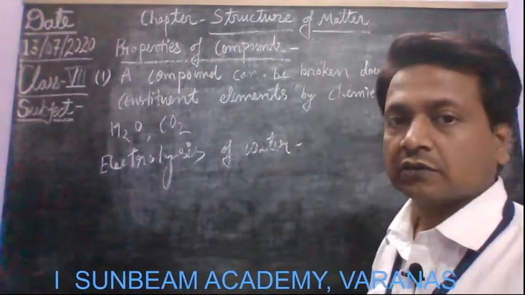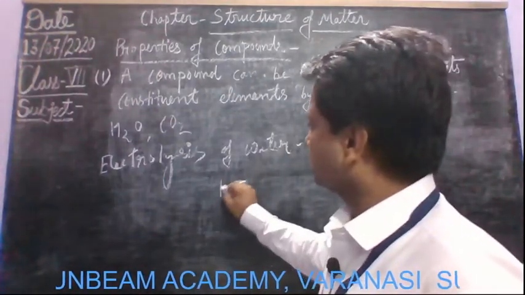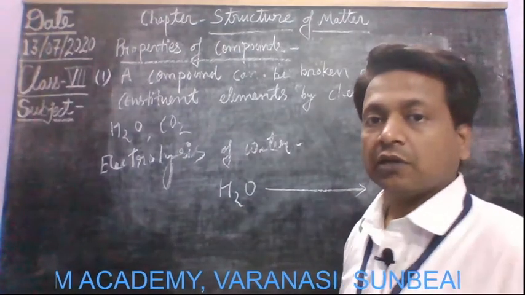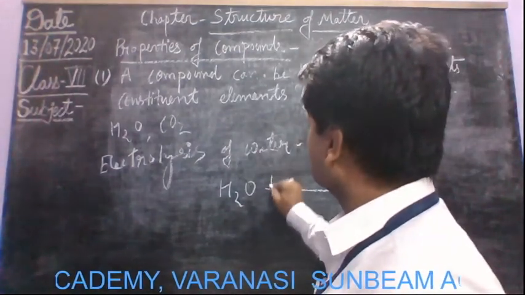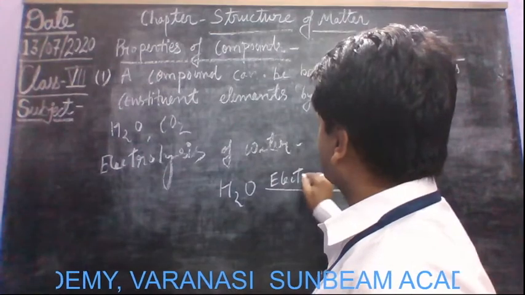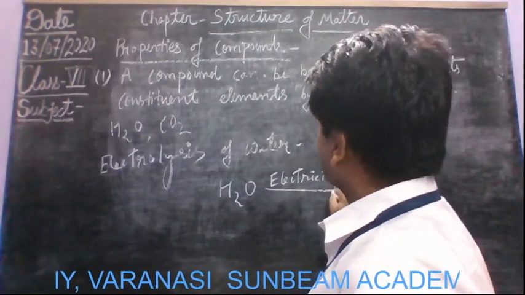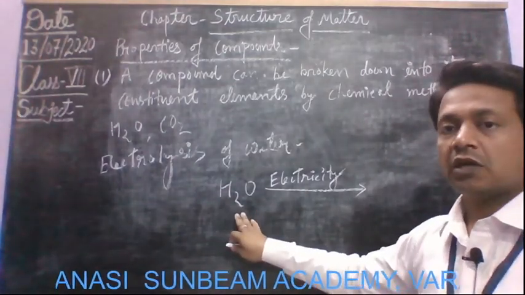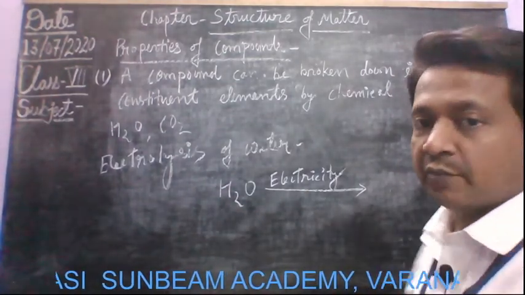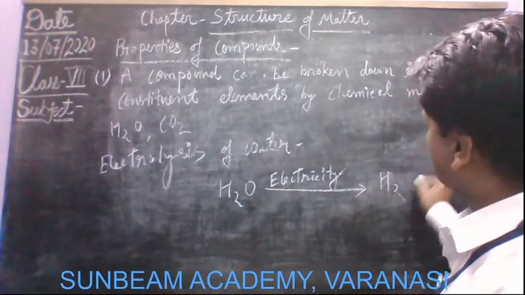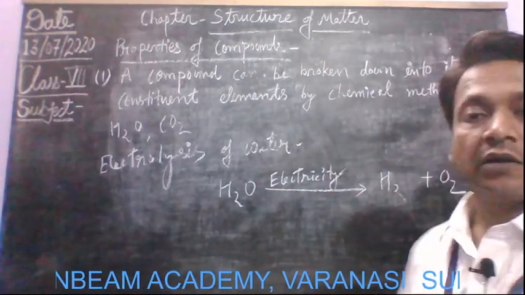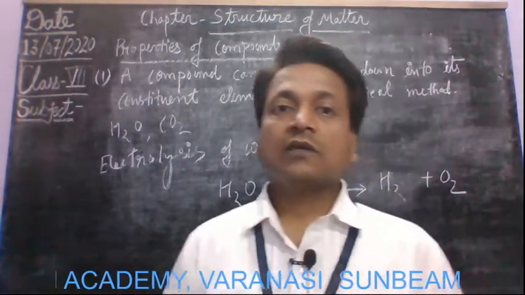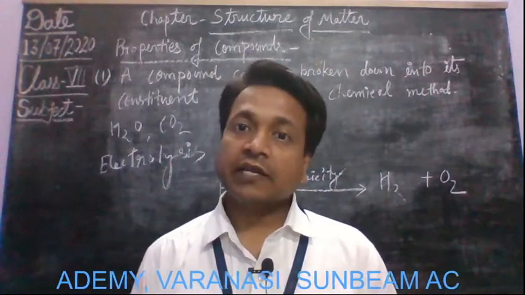Electrolysis of water. In this process, electricity is passed through the water, and after passing the electricity, that water breaks down into its constituent elements, that is hydrogen and oxygen. This process is known as electrolysis, and it is a chemical method.